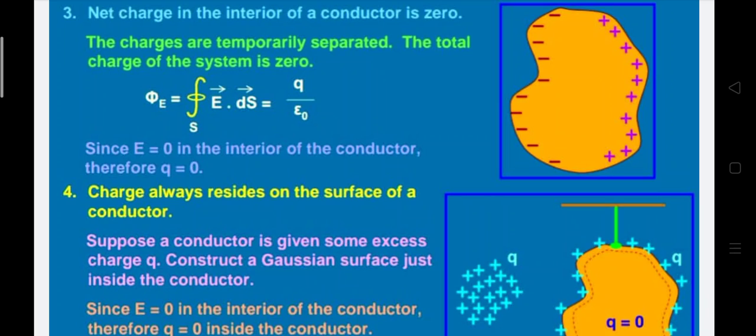Now electric field is 0. E equal to 0. Electric field, we have studied this in the last point. Electric field inside the conductor is 0. Therefore, charge inside the conductor is 0. So what we have learned here? There cannot be any charge inside a conductor. Net charge in the interior of the conductor is 0. Then where does the charge reside?